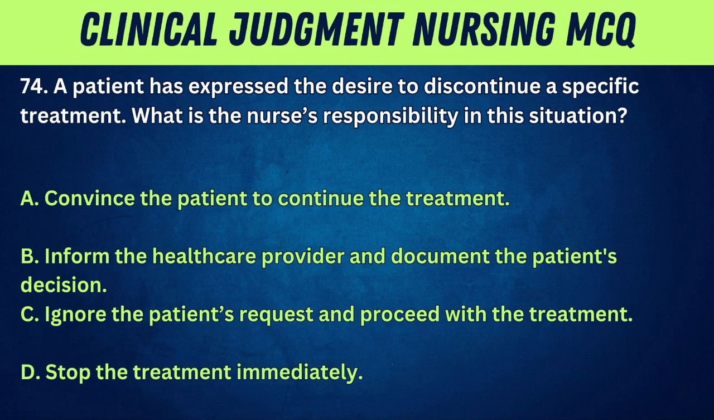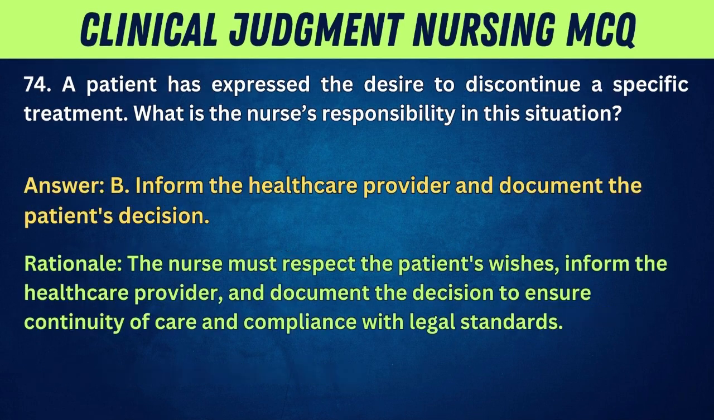74. A patient has expressed the desire to discontinue a specific treatment. What is the nurse's responsibility in this situation? A. Convince the patient to continue the treatment. B. Inform the healthcare provider and document the patient's decision. C. Ignore the patient's request and proceed with the treatment. D. Stop the treatment immediately. Answer. B. Inform the healthcare provider and document the patient's decision. Rationale. The nurse must respect the patient's wishes, inform the healthcare provider, and document the decision to ensure continuity of care and compliance with legal standards.